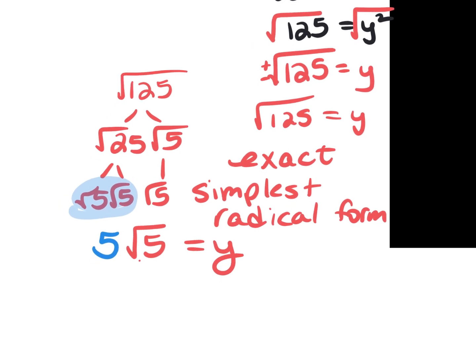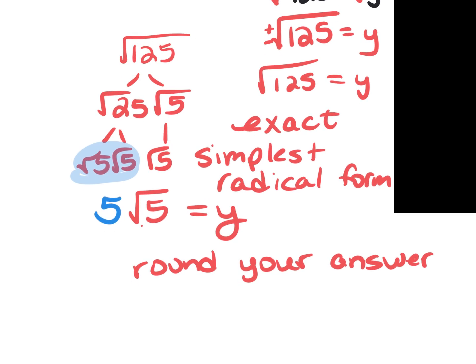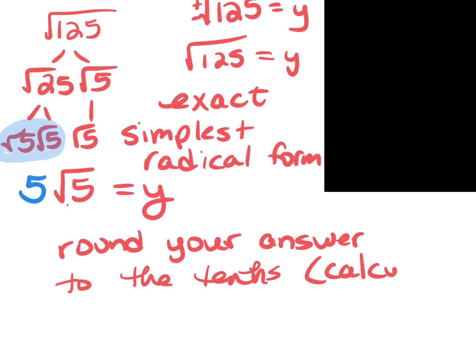Now, if the question says round your answer, and they'll tell you a specific place. If it doesn't specify and it just says round, if it says round your answer, then they want the tens place. If they want a place other than the tens place, they will specify. So let's say it says round your answer to the tens place. Whenever it says round, this is going to be a calculator question. So you'll get out your calculator.